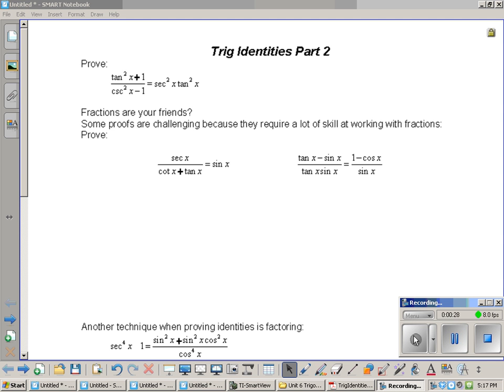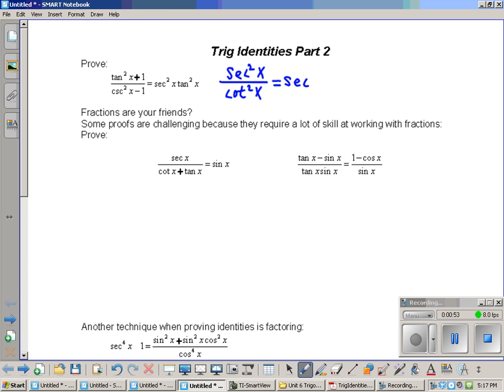So the first one, we want to prove that tan squared x plus 1 over cosecant squared x minus 1 equals secant squared x tangent squared x. Through Pythagorean identities, I can rewrite the left side as secant squared x over cotangent squared x, and I'm keeping the right side as secant squared x tangent squared x. Remember to only work with one side of the equation.